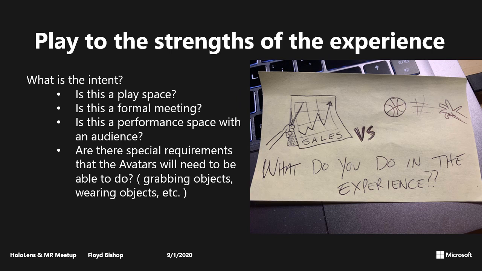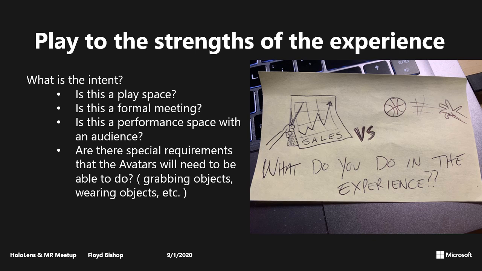Like I said, is this play space? Is it a formal meeting? Is it a performance space with an audience? Are there special requirements that the avatars need to be able to do? So if you need to be able to pick something up and throw it, maybe you need that fidelity in the hands. And maybe in your character design, the hands become very important because they're going to be very expressive and help show the user and other users what that person's intent is.